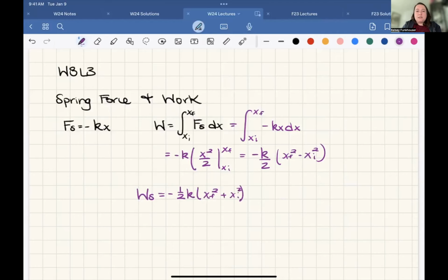One second. Okay, I just had to check. I just copied that part wrong. So yeah, it's still negative there.